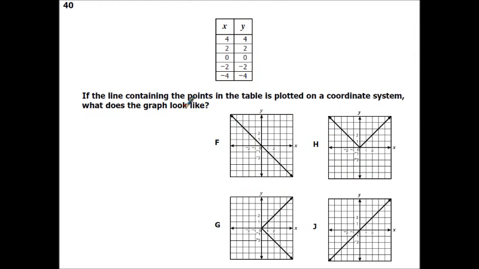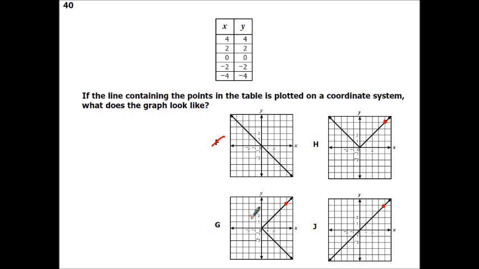Alright. If the line containing the points in the table is plotted on a coordinate system, what does the graph look like? So all you've got to do is graph each point. So we'll start at the first point. It would be up here, so that can't be right. It would be right here, so that might be right. And that one might be right too.